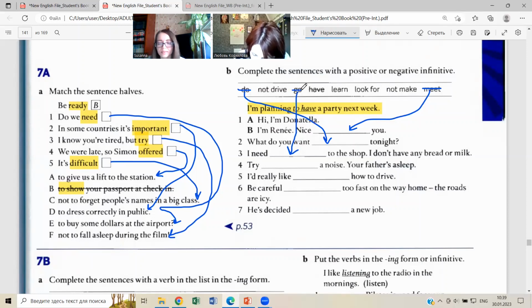Try not to make noise. Just a moment. We need to use to. So here, where do we need to put it? Try not to make noise. Yes, so negative form, not to make. Not to make a noise. Your father's asleep.